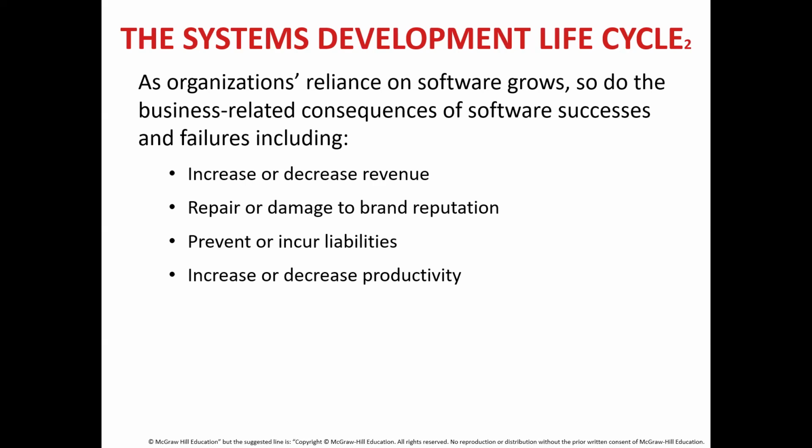H&R Block customers were furious when the company accidentally posted passwords and social security numbers to its website. Prevent or incur liabilities. FoxMeyer sued SAP for $500 million for an ERP failure. Increase or decrease productivity. Defective software accounts for 45% of computer downtime and costs US businesses close to about $100 billion per year.